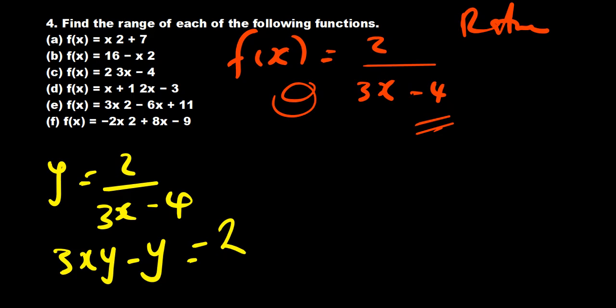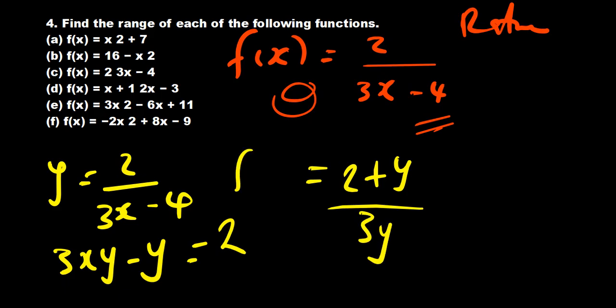So what are we now going to do to make x the subject of the formula? On top we have 2 plus y, over, then we divide by 3y, right? So this will be our x. What we've done is we've taken the y to the other side, it has become positive, then we've divided by 3y to remain with our x.